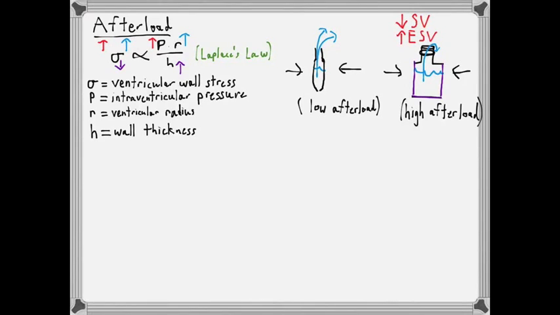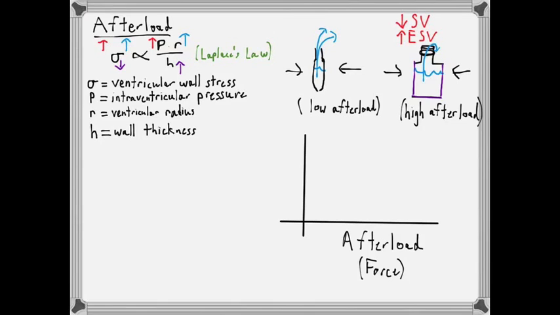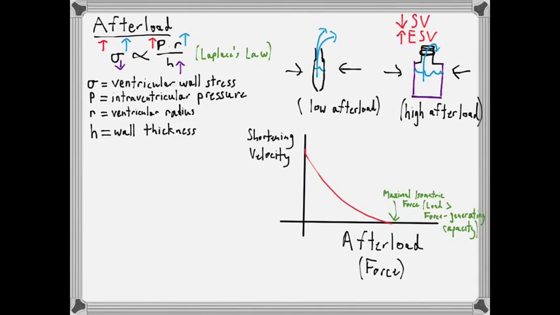So let's examine the velocity of contraction, or the shortening velocity, and we'll go ahead and do this by drawing a graph. So on the x-axis, we'll have afterload, also known as force. On the y-axis, we'll have shortening velocity. And our relationship is drawn in with the x-intercept being known as the maximal isometric force, where load is greater than our ability to overcome it, or the force generating capacity. On the y-axis, we have, of course, our maximum shortening velocity.